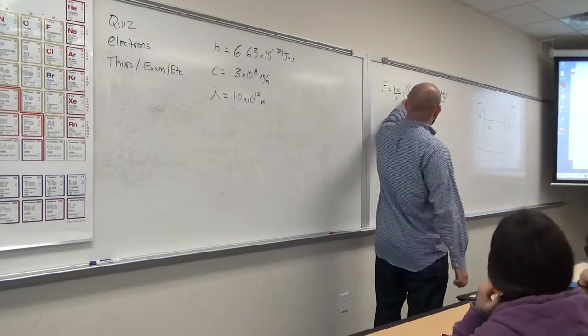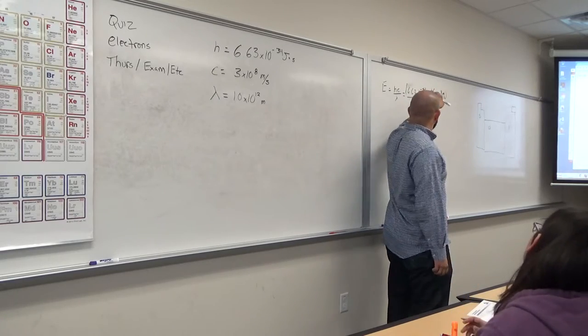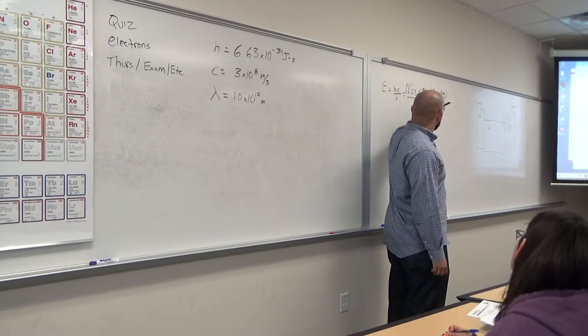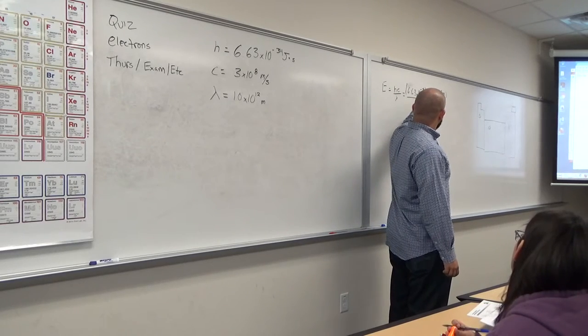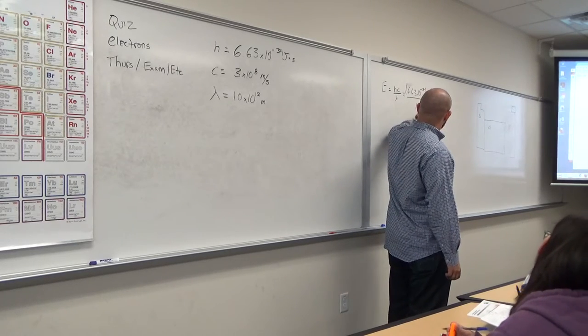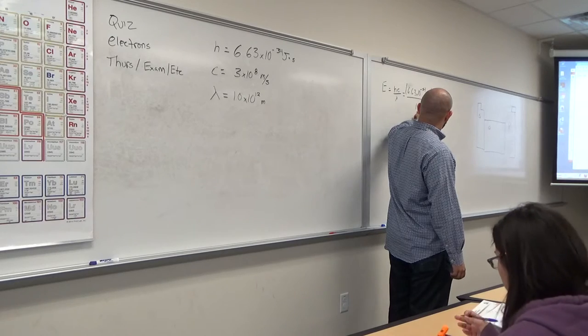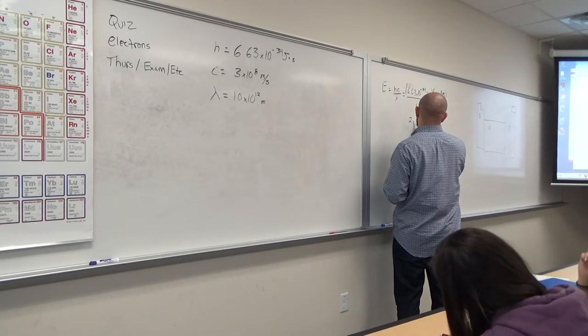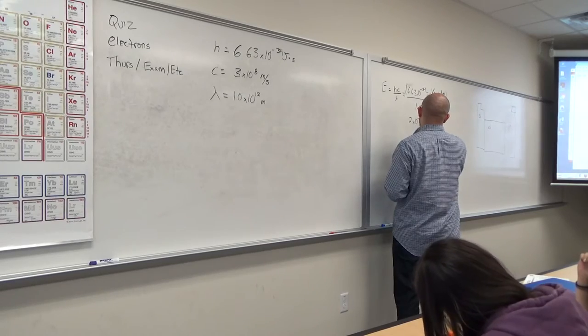So yeah, you could say 7 times 3, right? You could roughly say 7 times 3, 14, 21 times 10 to the negative 26. So 2 to the what? Negative 37. 2 times 10 to the negative 37 joules.